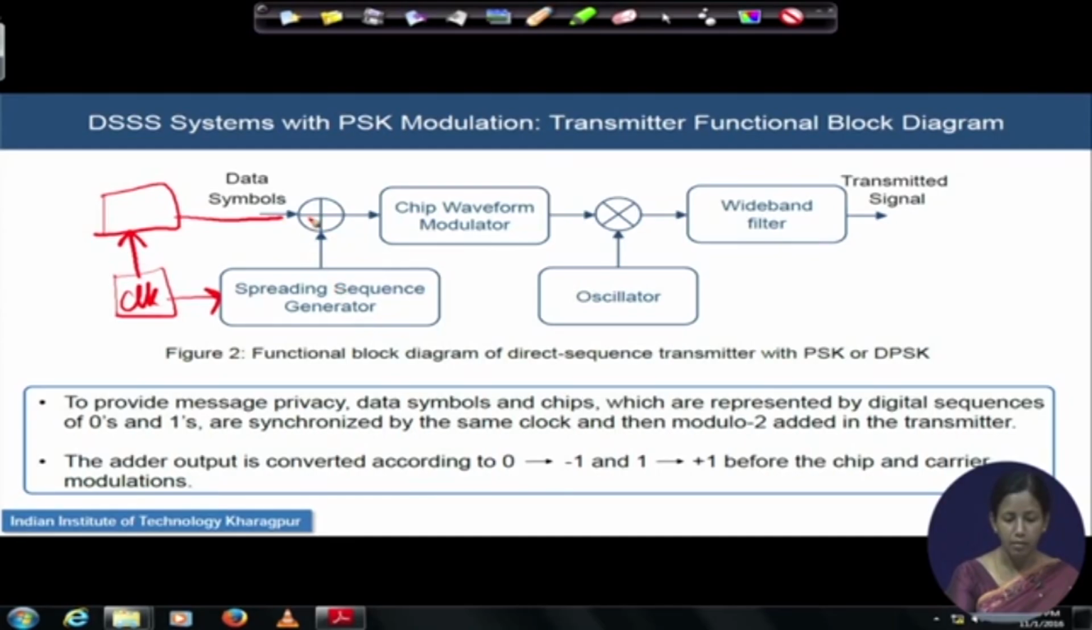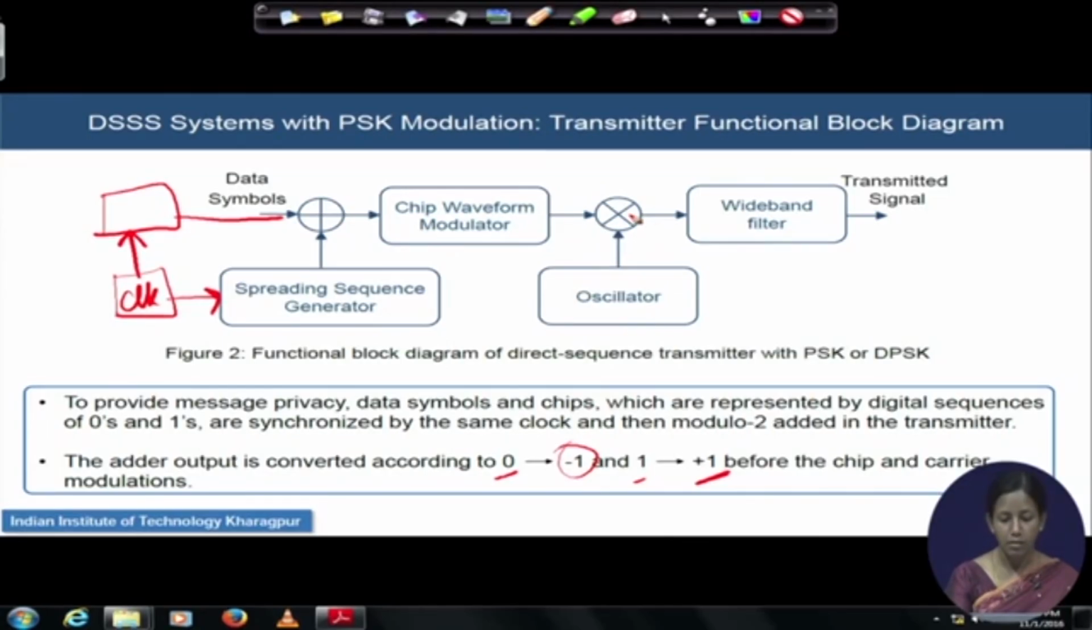These are added in this block, and before the chip waveform modulation, they are added together, and finally, this is an oscillator. This is the modulo-2 addition going on inside it, to give the equivalent effect of the multiplication of dt with pt. The output of this adder will be converted: bit 0 to -1, and bit 1 to +1. If the incoming bit is 0, we will get -1, and if the incoming bit is 1, we will get +1. Then the waveform has a chip modulation, and finally, here is the carrier modulation going on.